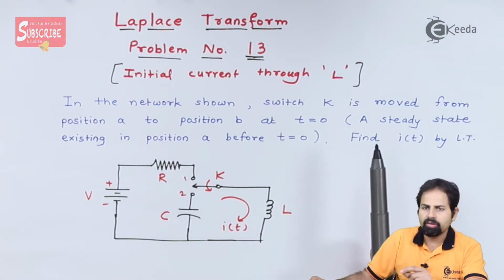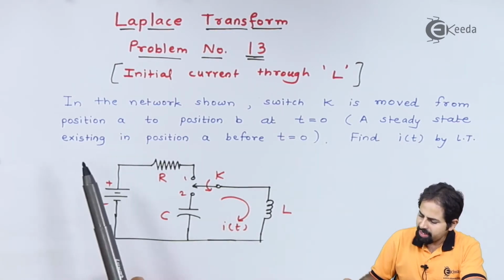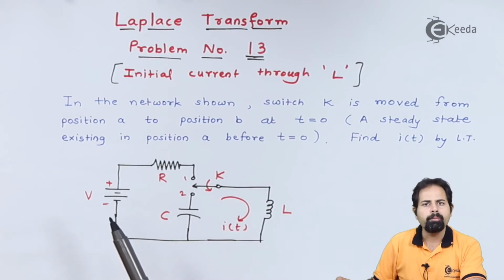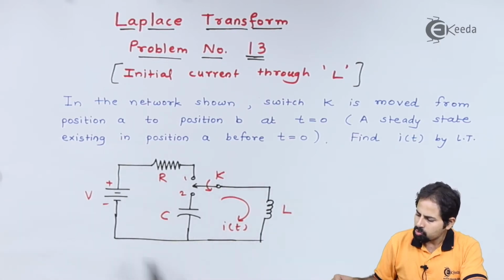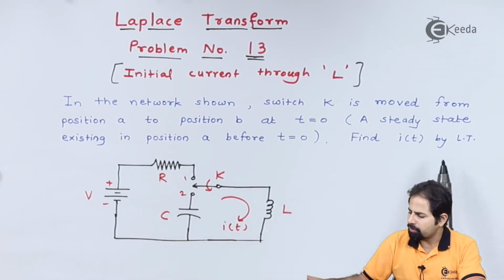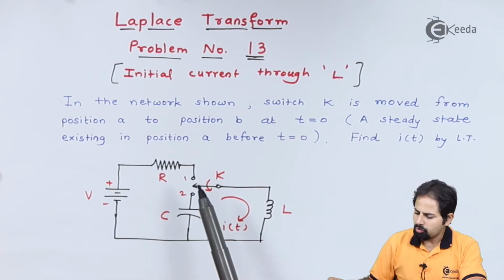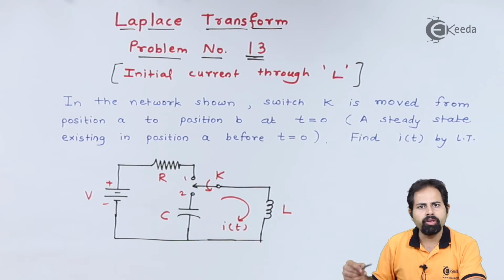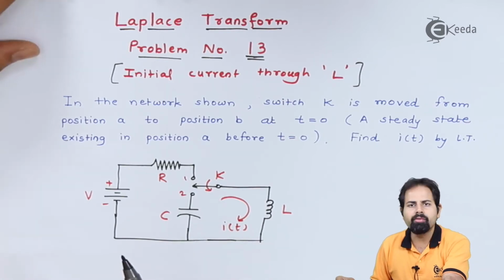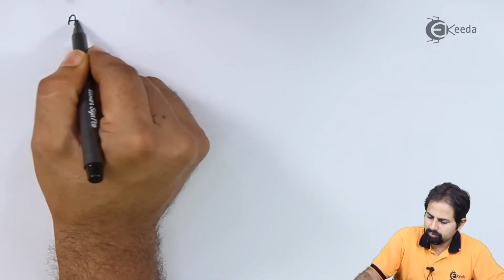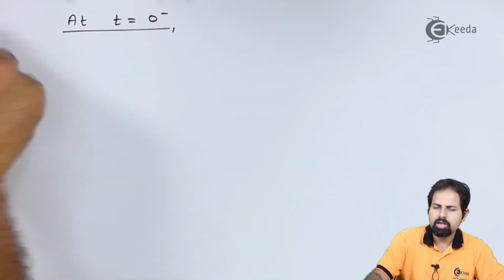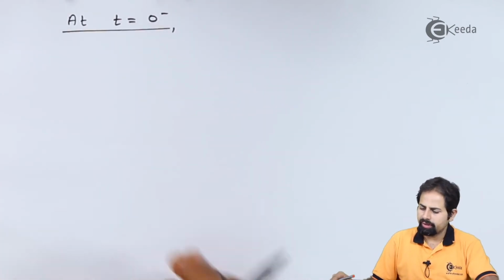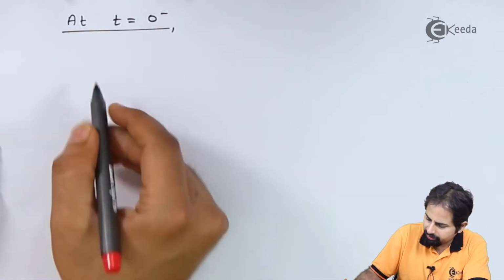It's particularly mentioned that a steady state is existing at position 1 before t equal to 0. So we have to find i of t by using Laplace transform. For that, we will first draw the circuit diagram for time t equal to 0 minus. So at time t equal to 0 minus, let's see what is going to be our circuit.